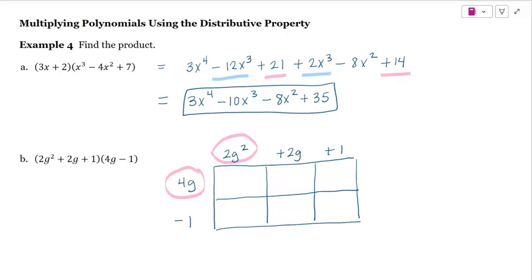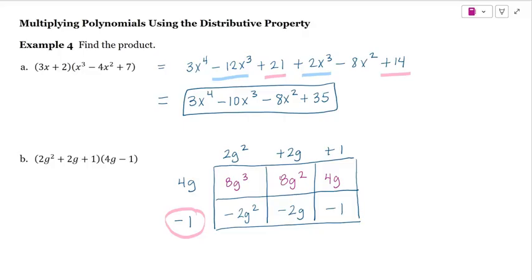I'm going to multiply 4g times 2g squared, and that is going to be 8g to the third power. Next, I'll multiply 4g by 2g. That'll be 8g squared. 4g times 1 is just 4g. And then I'm going to move down to that negative 1. Minus 2g squared, minus 2g, and minus 1.